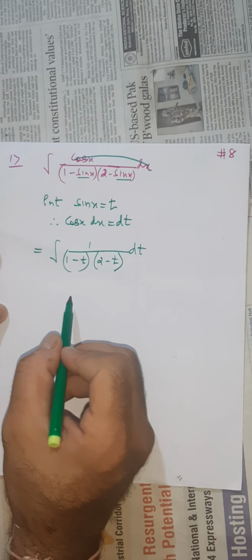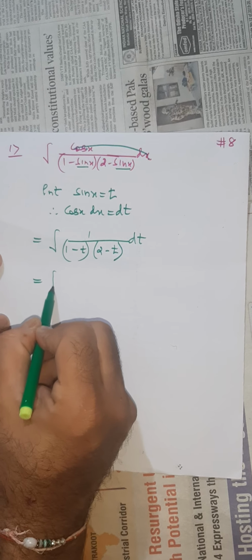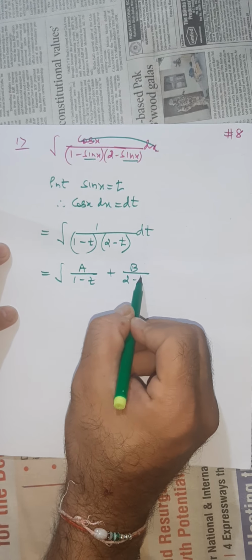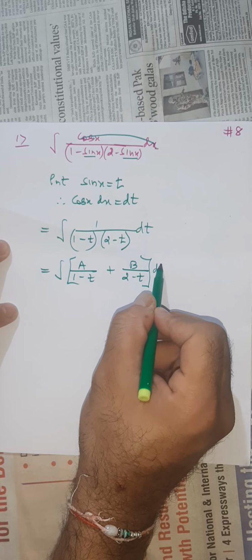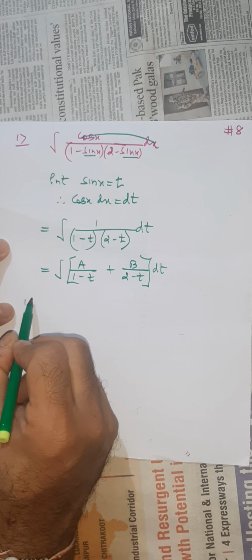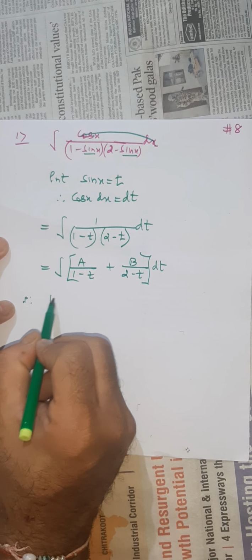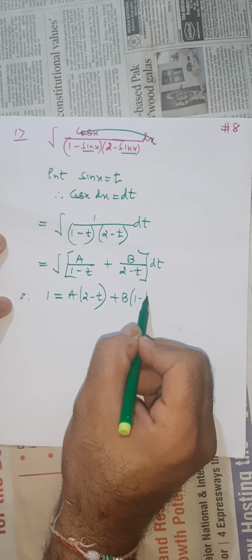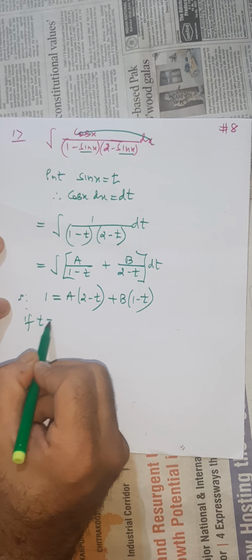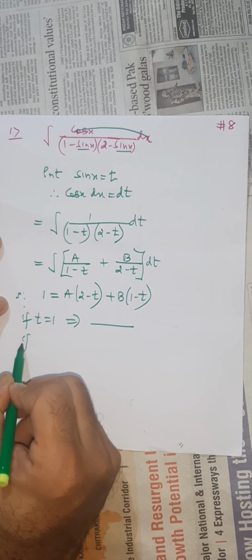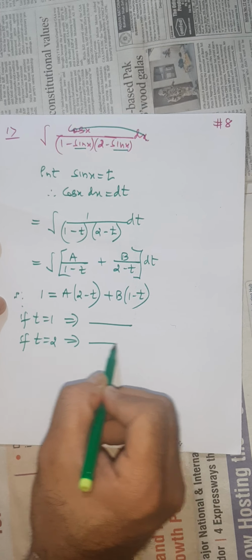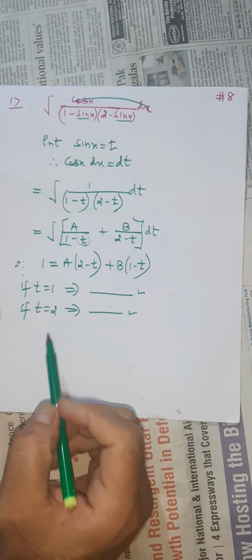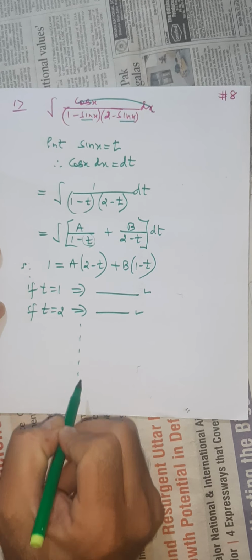Now this is a product of linear factors, so you can do it by the partial fraction method: a upon 1 minus t plus b upon 2 minus t, and get a and b. First compare the numerators. What's the numerator? Here 1. Here a into 2 minus t plus b into 1 minus t. One time you take t equals 1 and get one of the values. The second time you take t equals 2 and get the value of the other constant, place them there and integrate. And in the final answer, instead of t you put sin x, remember. So this you can complete.